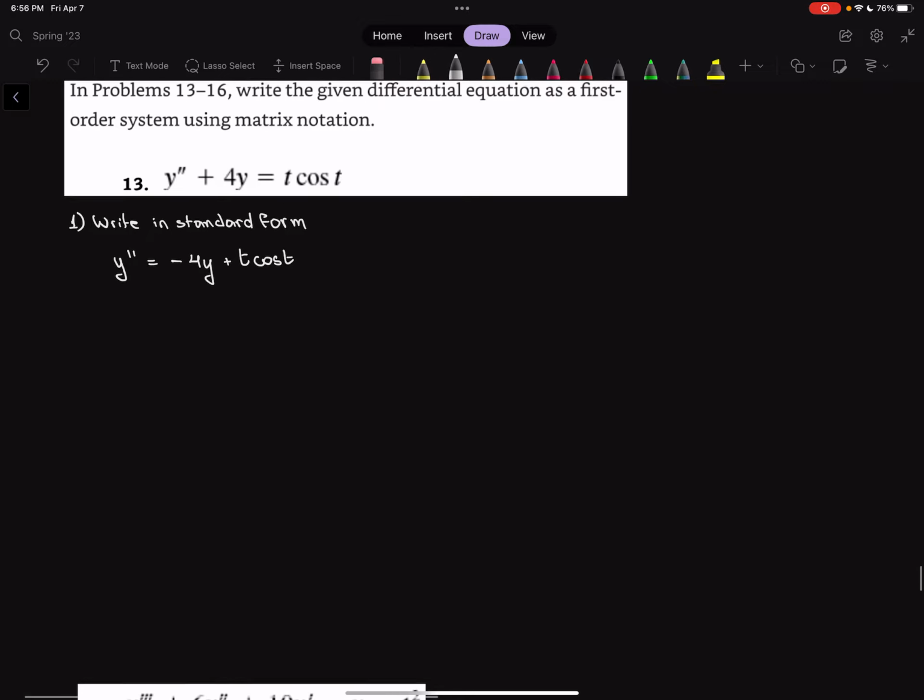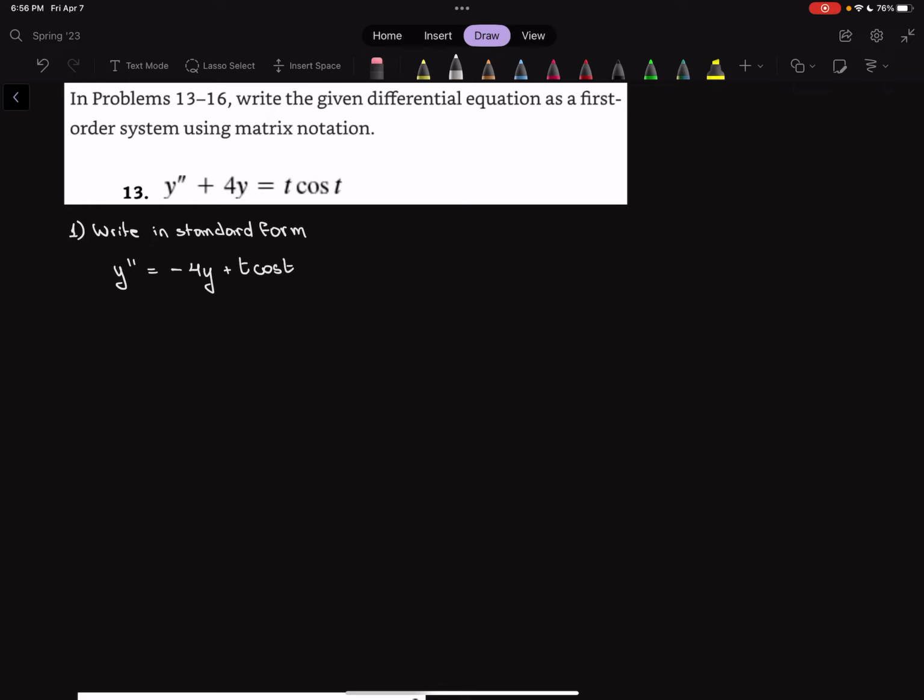Well, now we can do something else. First of all, let's say that there is a y prime here that we just don't see. Because I like to keep my things neat, I would write 0y prime right here. So the first thing that I would do is say that y is equal to x sub 1, and that y prime is equal to x sub 2, and that's it.